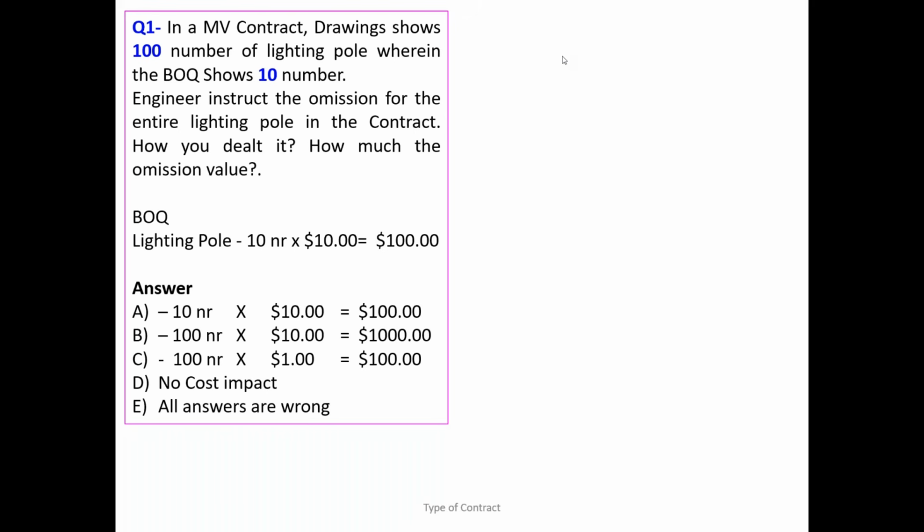If the job is done, we are going to pay. If the job is not done, which is omitted, are we going to pay? What do you think? Are we going to pay if the job is not done? Or are you going to deduct the money from the contractor? Look, contractor, we had a scope of work of lighting poles. Now you are not doing it under the measure and value contract. I am going to deduct the same amount. Is it the solution? Everybody think now. So what is the right answer?